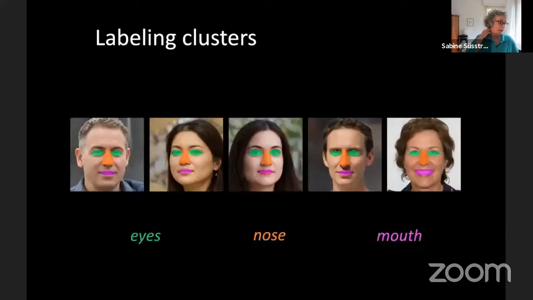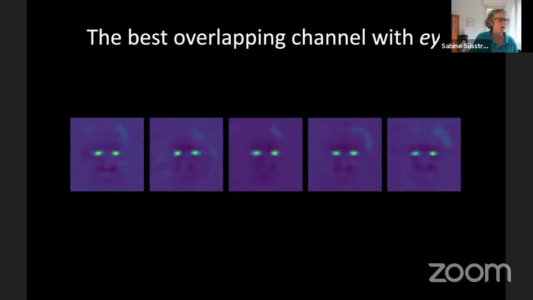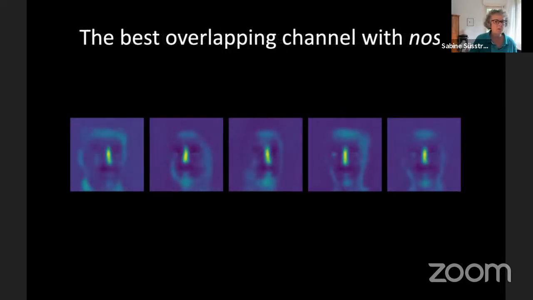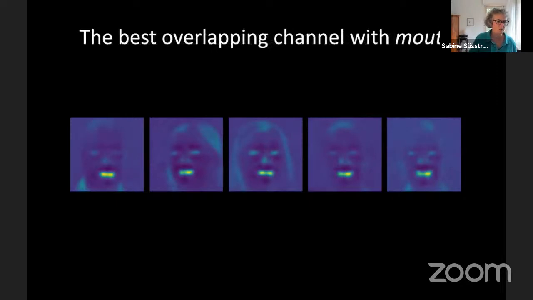Then we labeled the clusters. We had to do this manually, but you only have to do this once, and you can do this offline per GAN and dataset. We just used a batch of generated images, about 200, and then qualitatively evaluated the cluster masks at different layers and different Ks, choosing the most semantic setting. And then we go and find the best overlapping channel for these clusters. This is the channel now for eyes. This is the one for nose, and this is now the one for mouth.